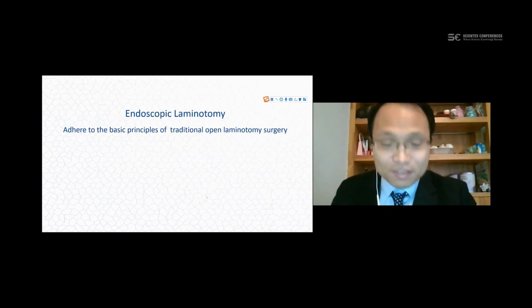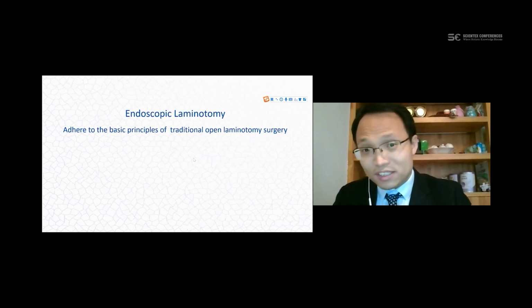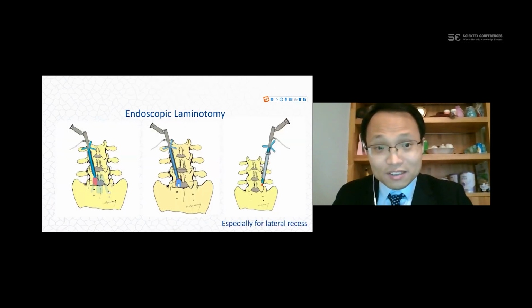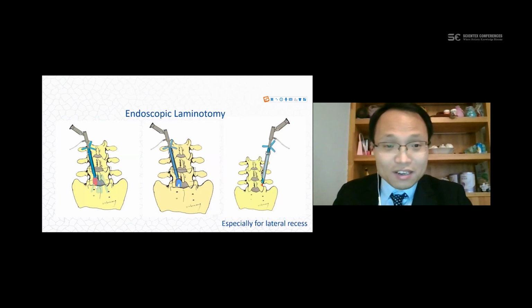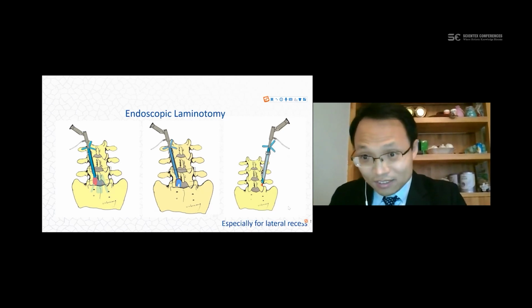Firstly, I would like to show one of the most common surgeries we do today, endoscopic laminectomy. We adhere to the basic principles of a traditional open laminectomy. We just finish the same traditional open surgery through endoscopic tools. We remove part of the inferior facet process and part of the lamina to expose the dural sac and nerve roots. For lateral recess stenosis, we move the working zone to the lateral side of the isthmus.